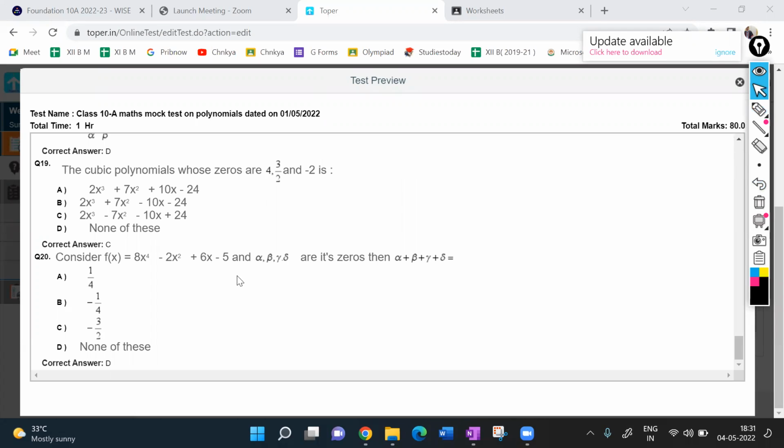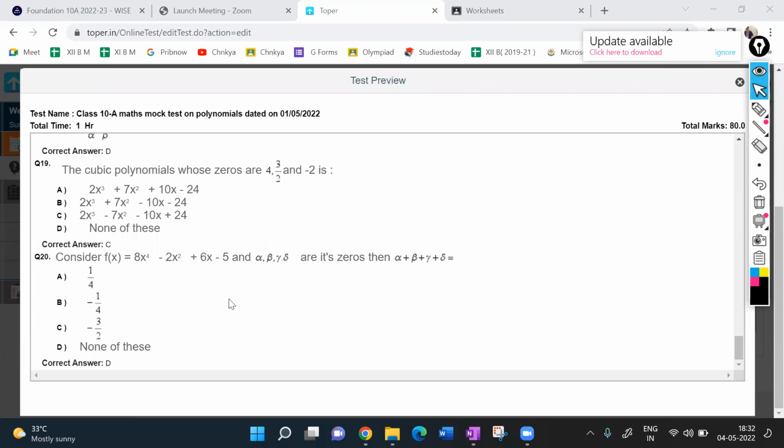Next question. Consider f of x is a polynomial given to you. Alpha, beta, gamma, delta are the zeros. Then which of the options is correct? Guys, here we have quite a logic. What type of polynomial is this? The polynomial given to you is a fourth degree polynomial. This type of question, how do you solve?